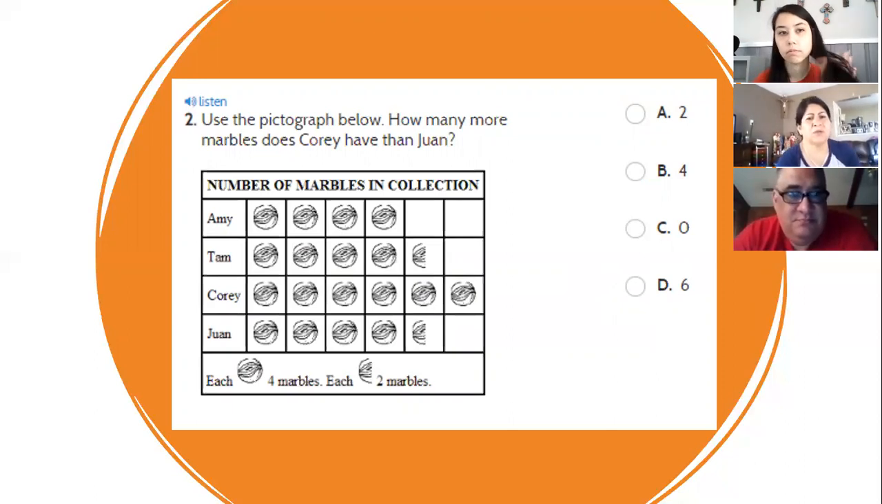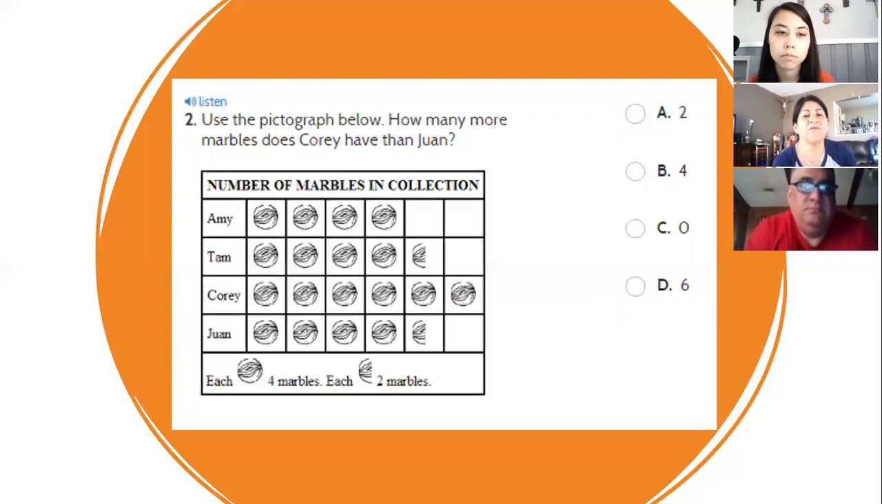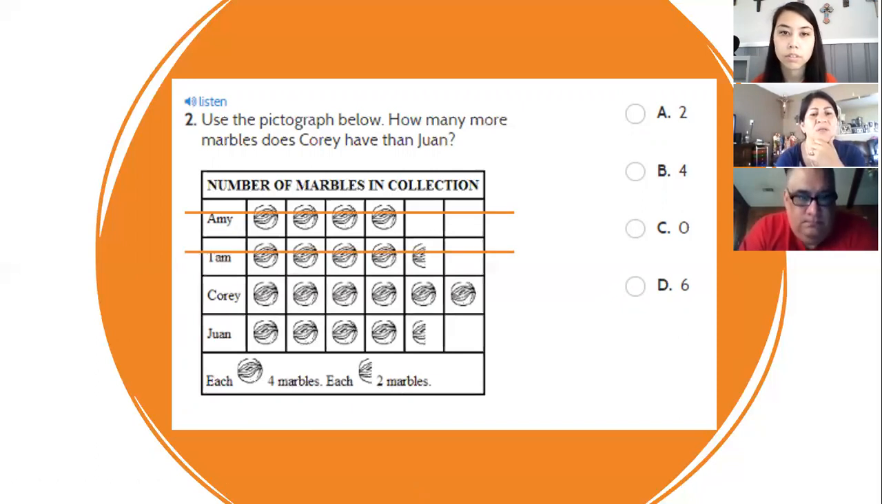Number 2, use the picture graph below. How many more marbles does Corey have than Juan? If we look at the key, each marble equals 4 marbles, and a half a marble is 2 marbles because half of 4 is 2. So we're looking at Corey and Juan. How many more does Corey have than Juan? More means I am going to subtract. I need to find the difference between both of those.